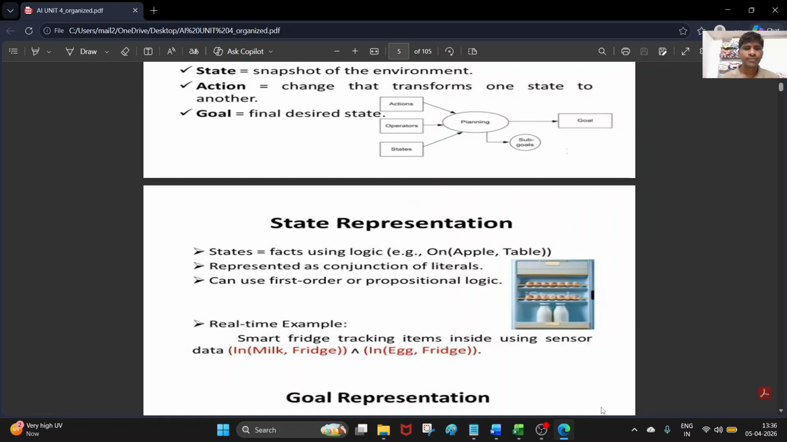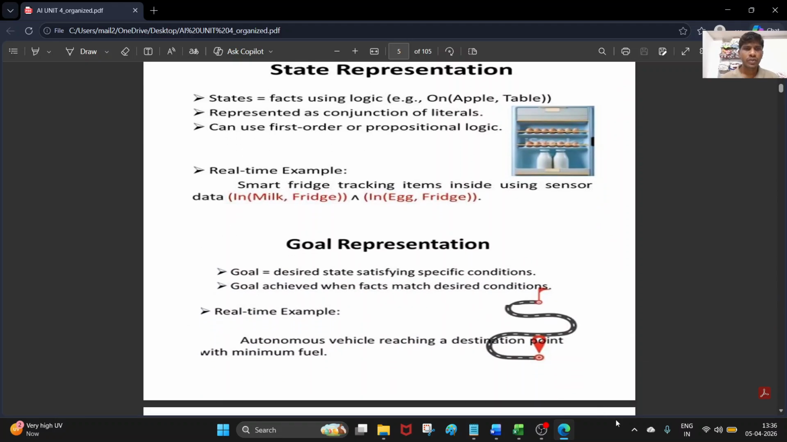Next is state representation. Here state representation is facts using logic. For example, let us consider a refrigerator. It contains eggs and milk, so it can be represented using conjunctive terms, that is milk in the fridge and egg in the fridge. So here it is represented by a conjunctive statement, and we can represent it by means of propositional logic or first order logic.